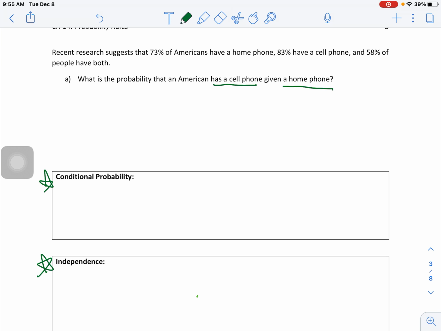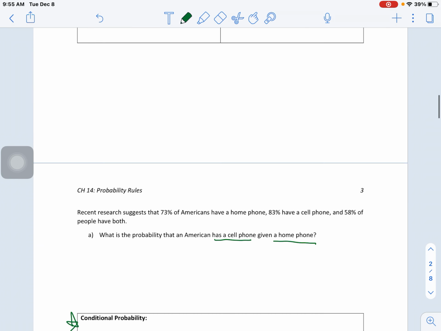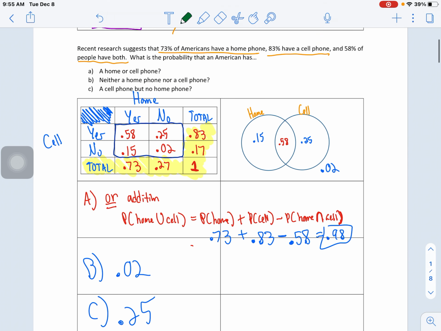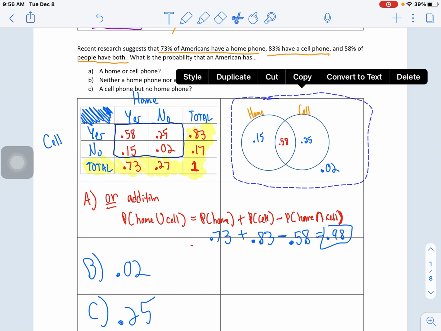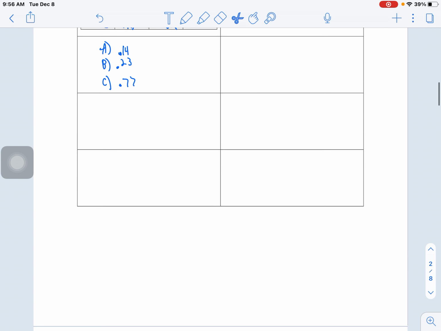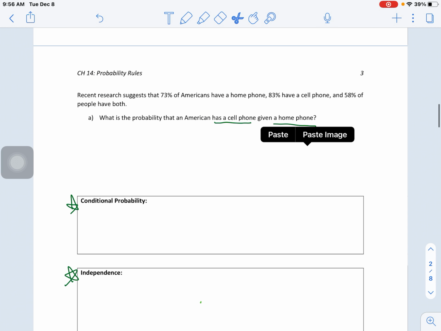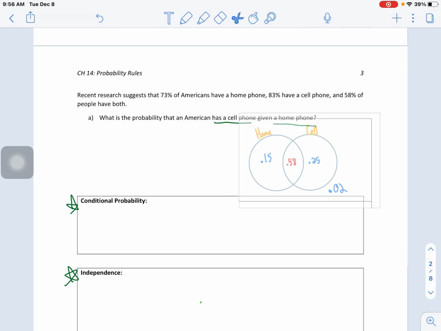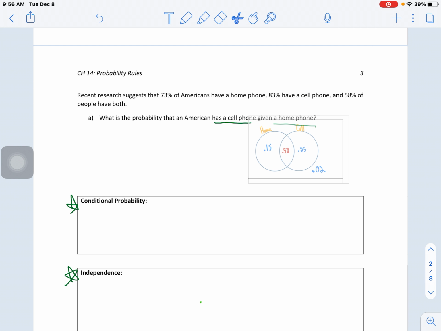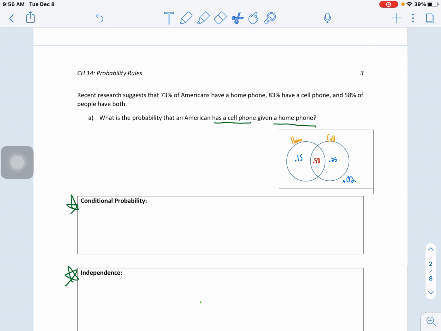home phone? All right, so I'm first going to go back up, take this Venn diagram. I'm going to cut it out. Copy this image and paste it down here. All right, so this should help us answer this question. So what's the probability that an American has a cell phone given that they have a home phone?